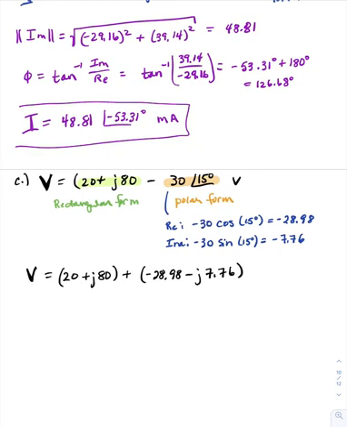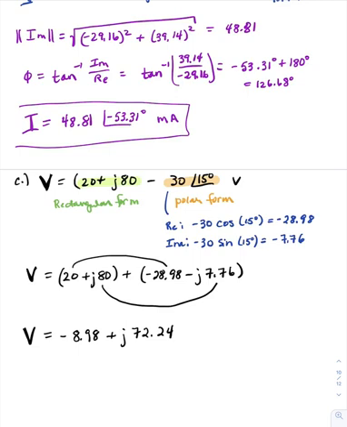So real to real, imaginary to imaginary. So 20 minus 28.98 gives us V equal to minus 8.98, and 80 minus 7.76 would give us 72.24. And convert that to polar form.